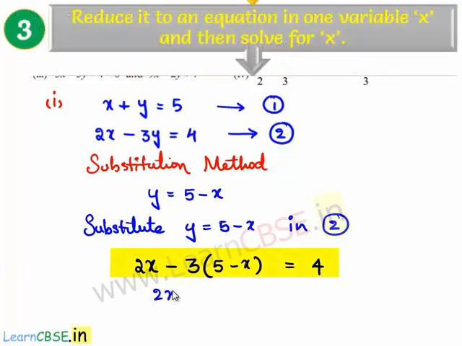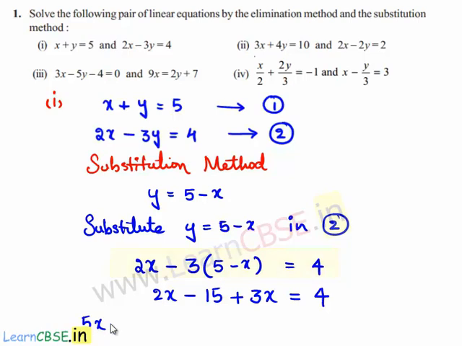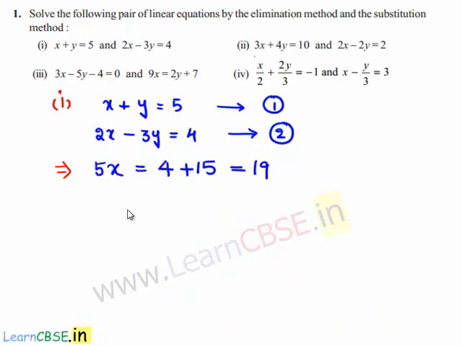That is 2x minus 3 times of 5 is 15, and minus 3 multiplied by minus x is plus 3x. And on the RHS we have 4. 2x plus 3x is 5x minus 15, this is equal to 4. This implies, so minus 15 can be transposed to the right hand side, therefore we will be getting 5x is equal to 4 plus 15. So 4 plus 15 is nothing but 19. So now we will be getting x is equal to 19 by 5.